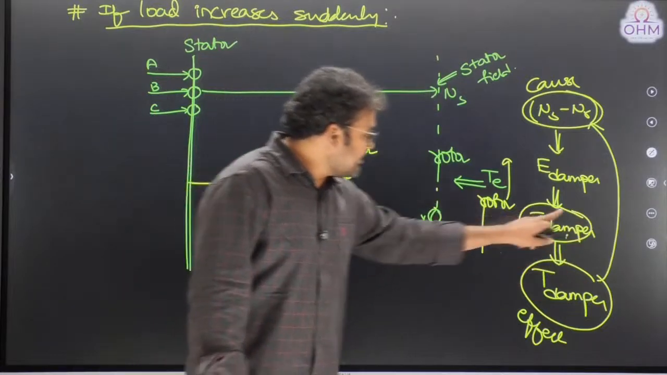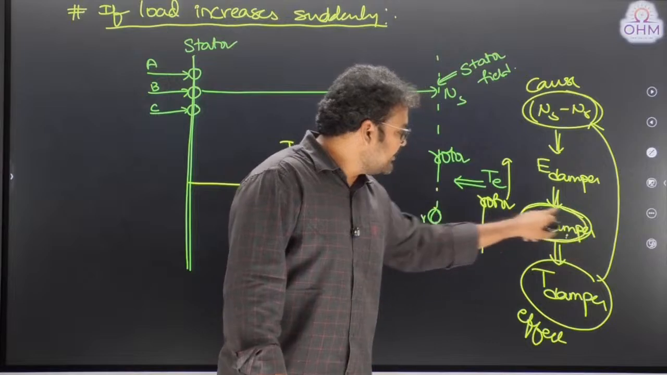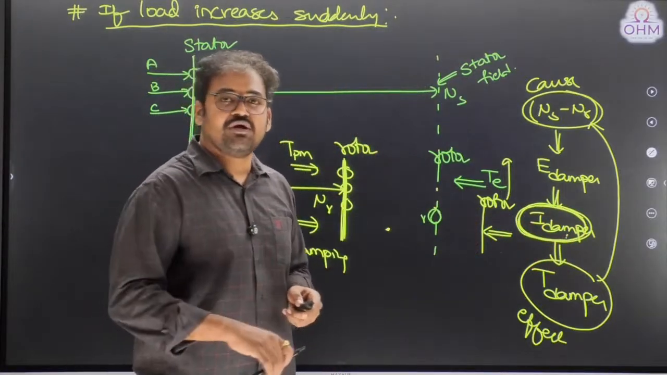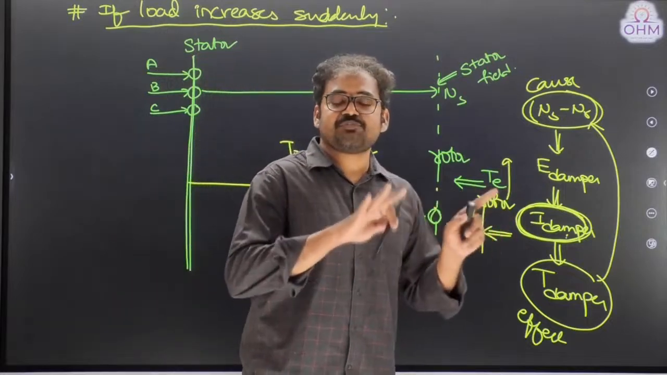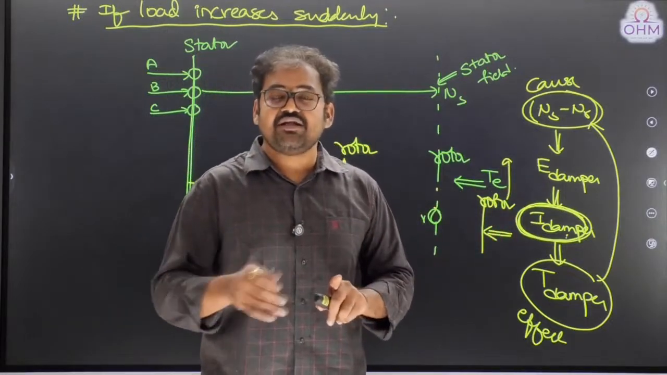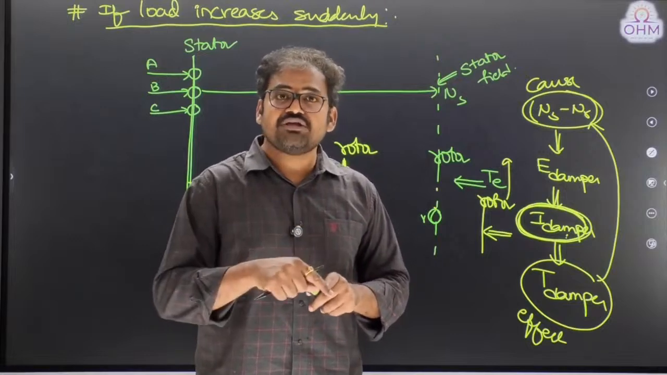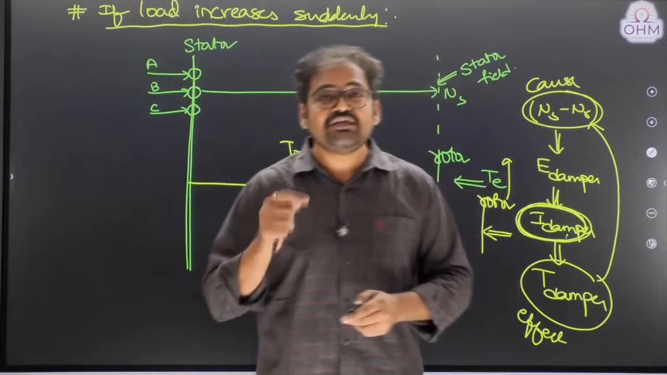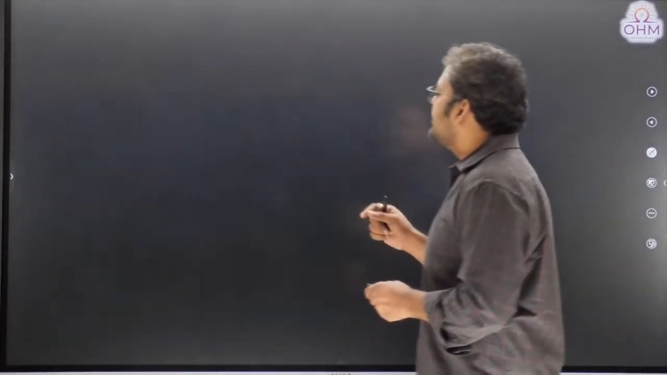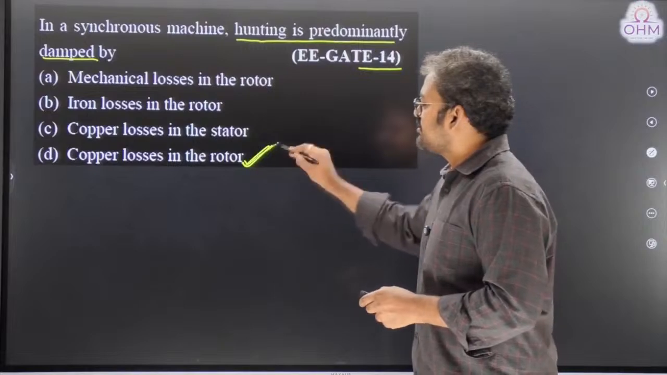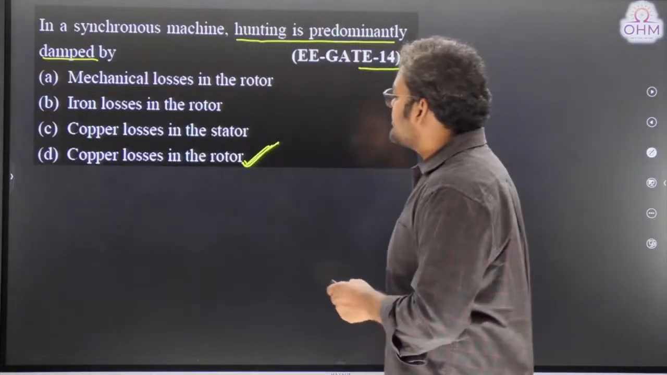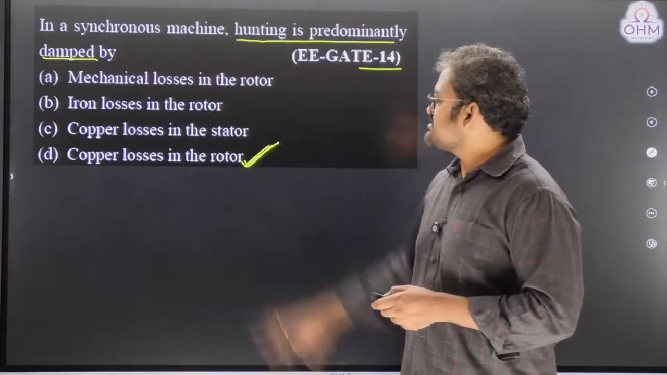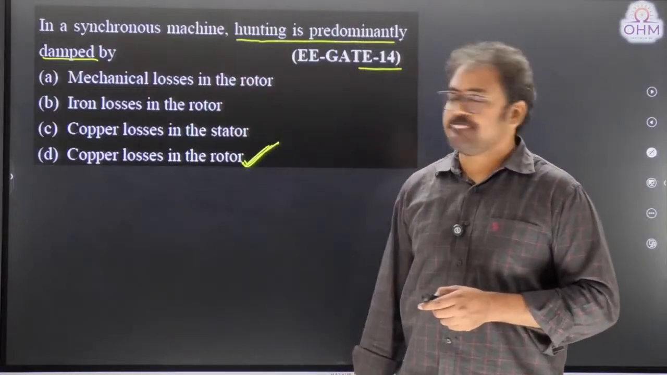At the same time, whenever current passes through the damper winding, can I say it will create copper loss in the damper winding? Therefore, the hunting process is predominantly minimized by damping torque. Damping torque is due to current in the damper winding. The current in the damper winding will create some copper loss within the damper winding, or within the rotor. That is why copper losses in the rotor is the main reason for reducing the hunting process according to the given options.